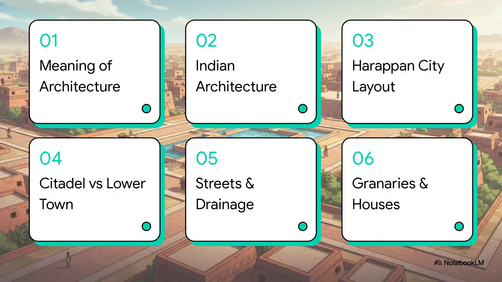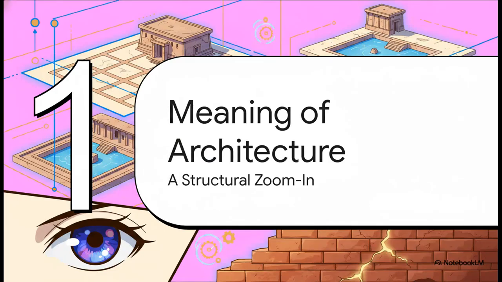So, here's our roadmap for today. We're going to start with the meaning of architecture, classify Indian architecture, and then explore the Harappan city layout, the citadel versus the lower town, their streets and drainage, and finally, their granaries and houses. Let's get to it. Section 1.